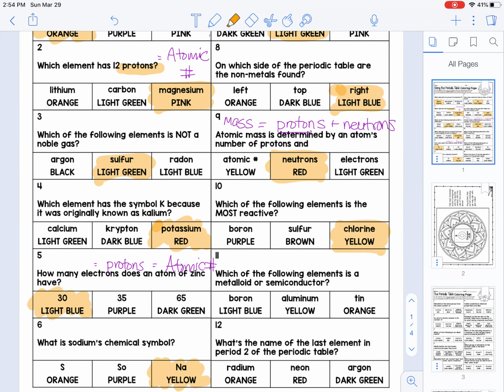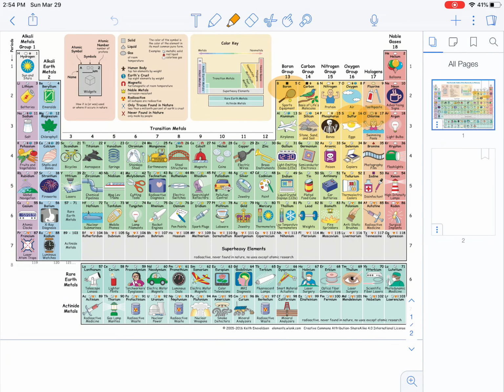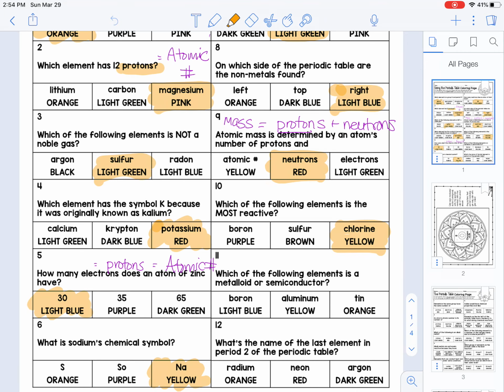Chlorine was yellow. Which of the following elements is a metalloid or a semiconductor? Boron, aluminum, or tin? This is another one where the periodic table that I gave you isn't quite going to have enough information. You can see here that they say that our metalloids are along this diagonal, but we learned when we did our notes that there are certain elements that are classified as metalloids. And in this case, boron is going to be the metalloid or the semiconductor listed in this choice.